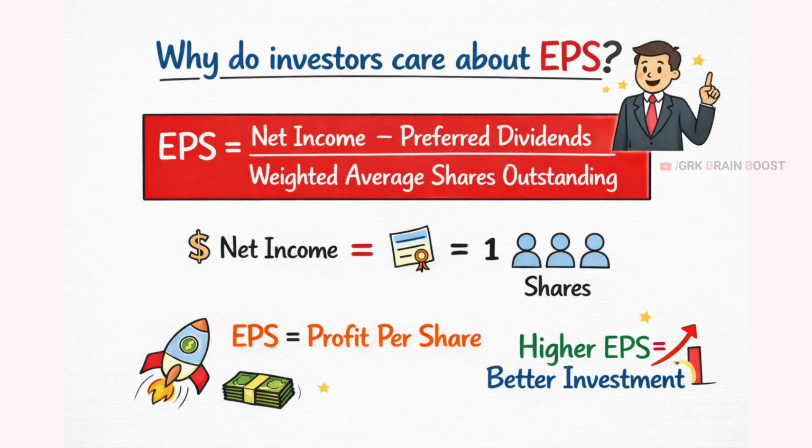Now let's look at the formula. EPS is equal to net income minus preference dividend divided by weighted average shares outstanding. If a company has preferred shareholders, we subtract preferred dividend first because those earnings do not belong to common shareholders.